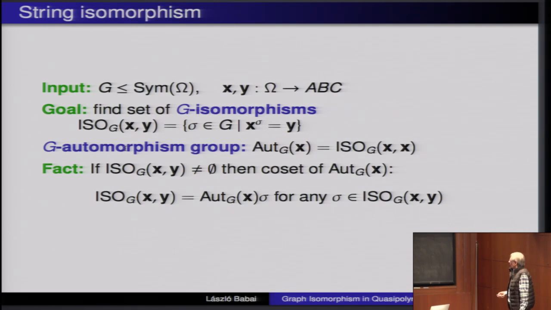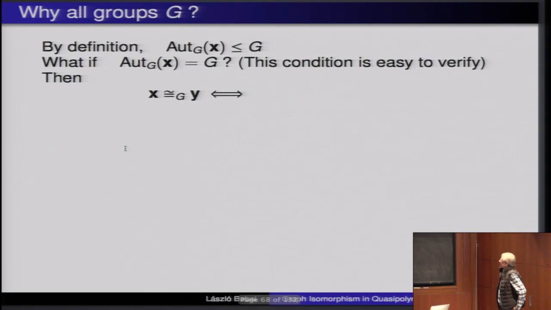Okay, so now one piece of significance of this is that for the set of G isomorphisms, we also have a concise representation. Namely, we give generators of the automorphism group and specify just one isomorphism. Okay? All right. You might ask, okay, we only need to solve this problem for a very special Johnson group.